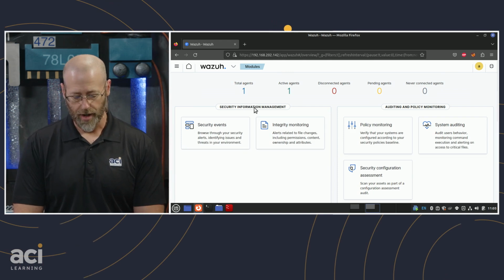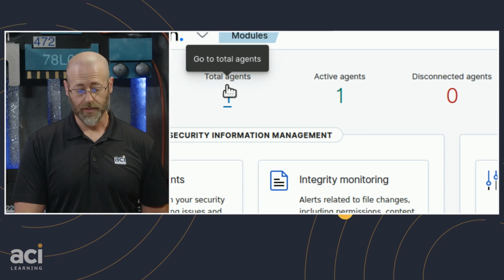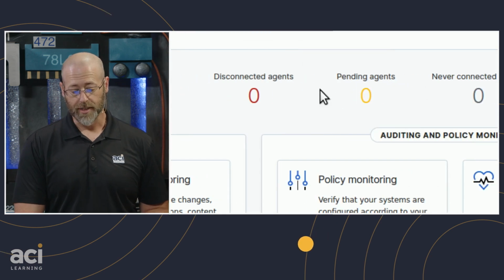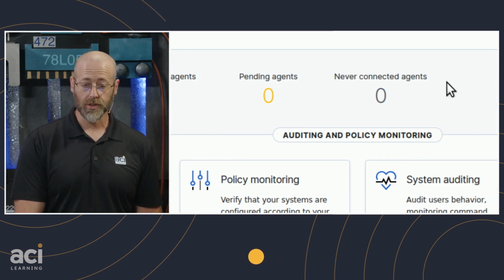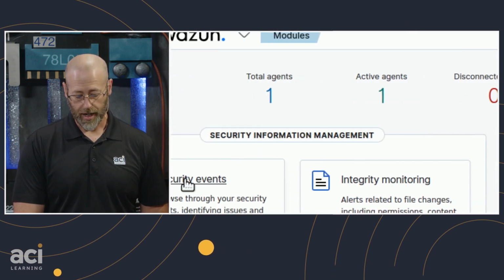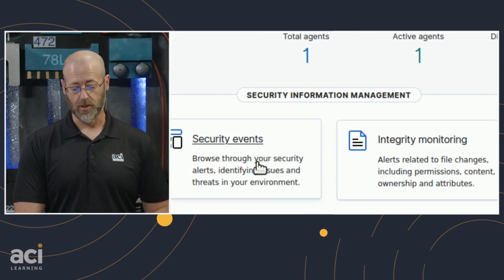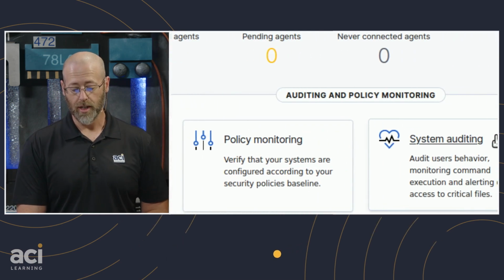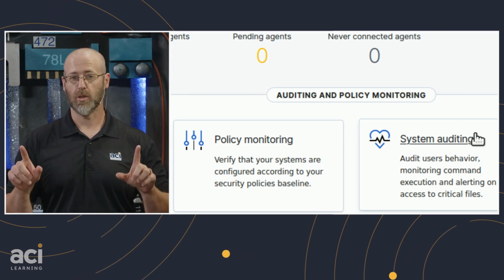So you can see that right out of the gate, I can see things like all the agents that I have, and you'll notice that that is clickable: how many active agents I have, how many disconnected agents I have, pending agents, how many have never connected but are installed, and of course, all this stuff is click-through. I have this capability. And then I can see security information management. So here's the part of my SIEM. I can see security events. I can see integrity monitoring. And then, of course, I also have auditing and policy monitoring as well, all from my single pane of glass.